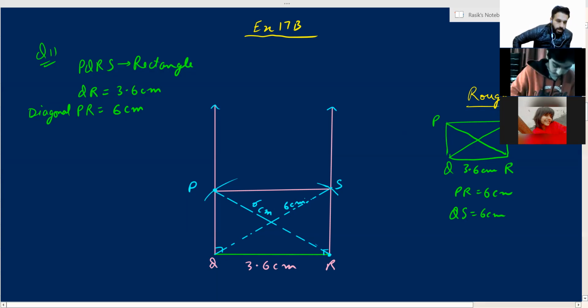Question 15 and 16 are not in your syllabus. Construction of trapezium is not there in your syllabus. So we have to do only till question 14. Let's start with question number 12. Please post your answer in the group, all of you.